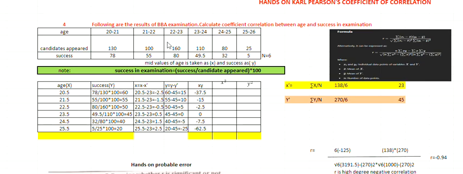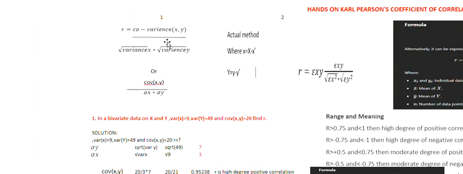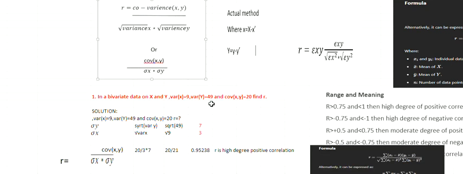In the previous class, if you want to check, we have done Karl Pearson's coefficient formula. We have three kinds of formula. One is the actual method, and the other is a formula method. I told you in the previous video when to use this. If a covariance is given, like the covariance of x and y, use this formula: covariance of xy divided by the standard deviation of x times the standard deviation of y.